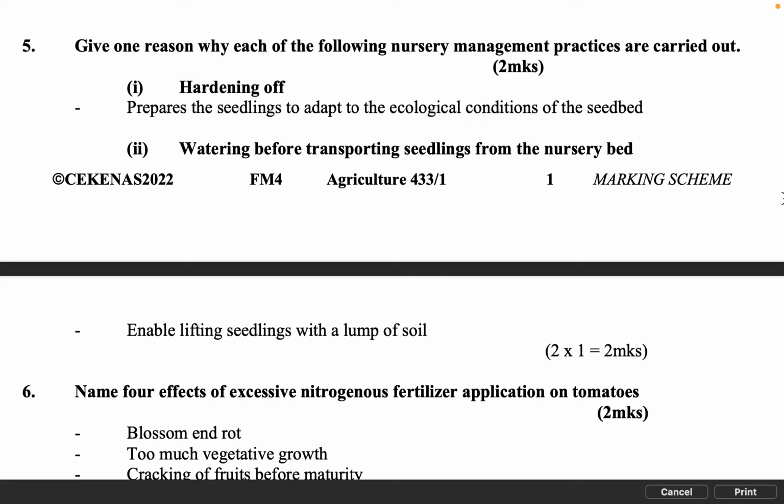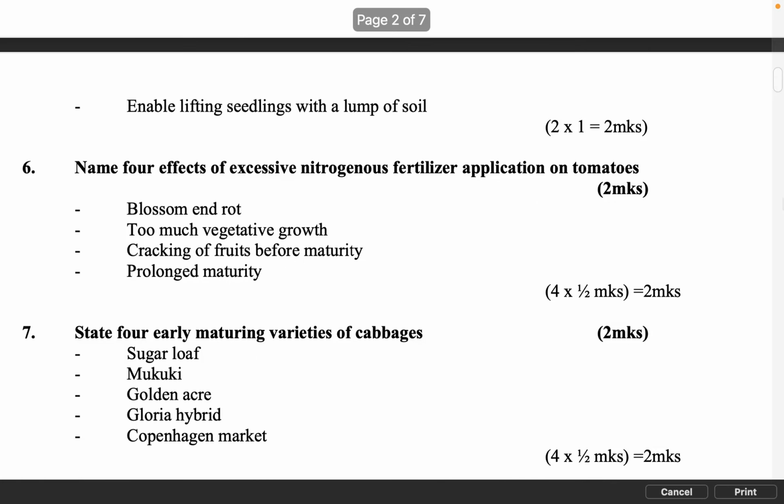5. Give 1 reason why each of the following nursery management practices are carried out. 2 MKS. I. Hardening off. Prepares the seedlings to adapt to the ecological conditions of the seedbed. II. Watering before transporting seedlings from the nursery bed. Enable lifting seedlings with a lump of soil. 2 x 1 equals 2 MKS.